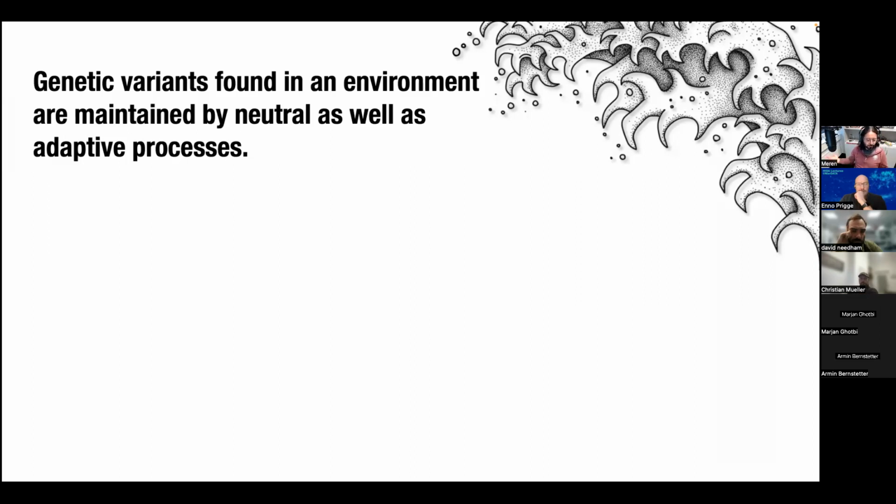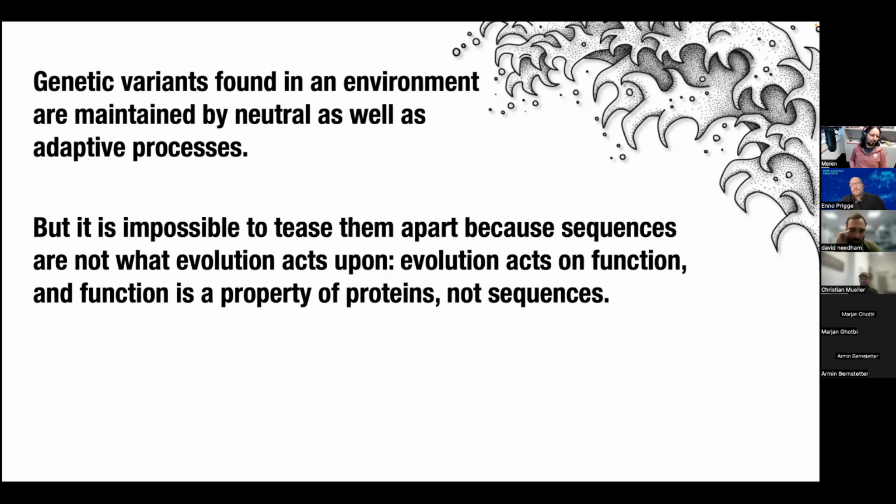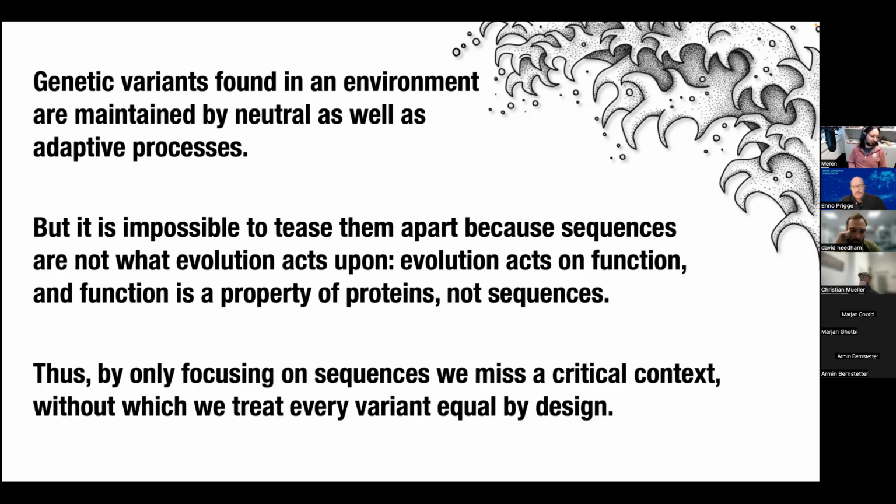Some variants are simply neutral. You change your t-shirts every day, but other variants are like your glasses, which you put on every day, and compared to other people, most of them don't have glasses or have glasses. Glasses play a more significant role in your fitness than your t-shirt, but we don't see that when we look at the genomic context. But it's impossible to tease apart these things because sequences are not what evolution acts upon. Evolution acts on function, and function is a property of proteins and not sequences, when you think about that. Thus, by only focusing on sequences, we miss critical context, without which we treat every variant equal by design, even when using single amino acid variants.